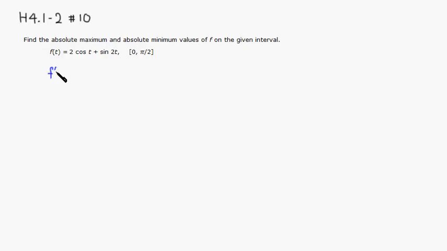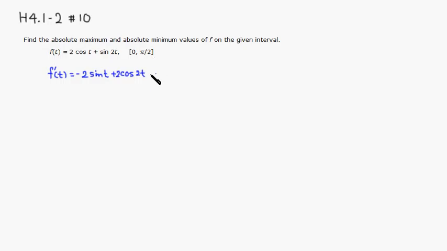So f prime of t is equal to, then 2 is just a constant multiple. Derivative of cosine is negative sine of t, plus the derivative of sine of 2t. Derivative of sine is cosine, so you have a cosine of 2t, but you need to multiply by the derivative of 2t, which is 2, so I put 2 in front. So that's the derivative.